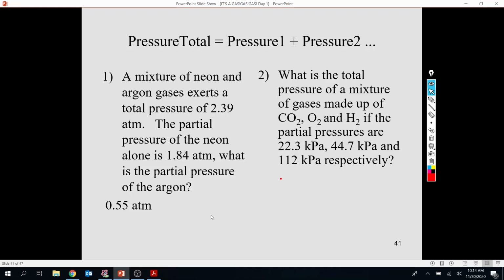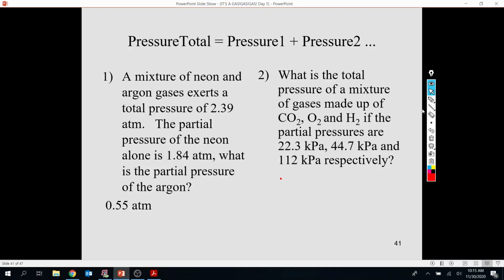Oh, yeah, sure enough, 0.55. Great. Okay, so what is the total pressure of a mixture of gases that's made up of carbon dioxide, oxygen, and hydrogen if the partial pressures are this many kilopascals, and this many respectively? Respectively just means that the pressures are listed in the same order that the gases were. So carbon dioxide is 22.3, oxygen is 44.7, and hydrogen is 112 kilopascals each.